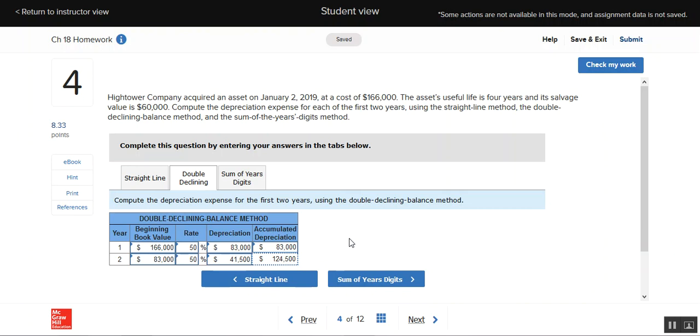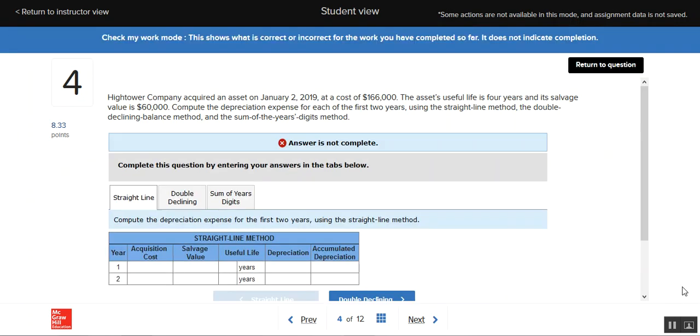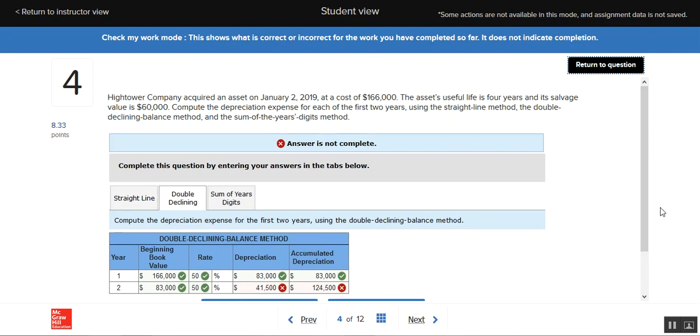We had a beginning value of whatever it is we bought. Doesn't really say, does it? This equipment, whatever it is, we bought it for $166,000, and we've now depreciated $124,500 of that. So our book value for our piece of equipment is $41,500. Now this is where the problem is going to come in, because if you check it, it's going to say it's wrong. And it says it's wrong, and there's a reason for that.